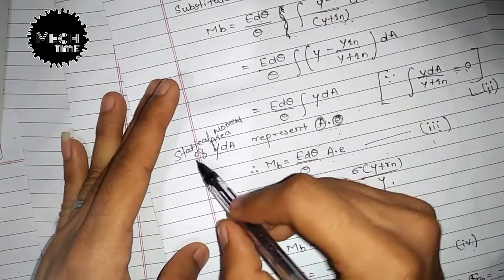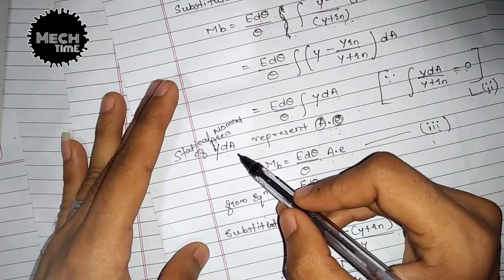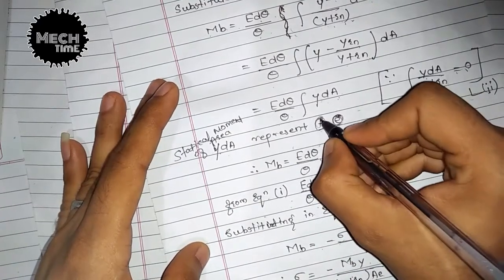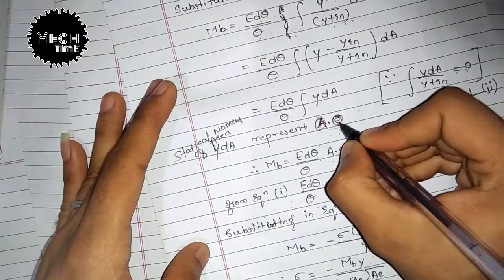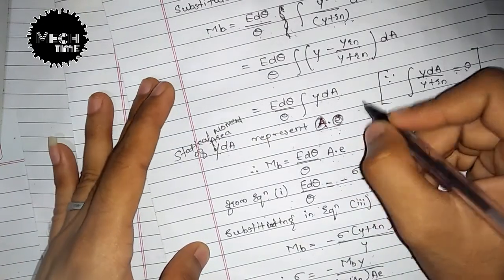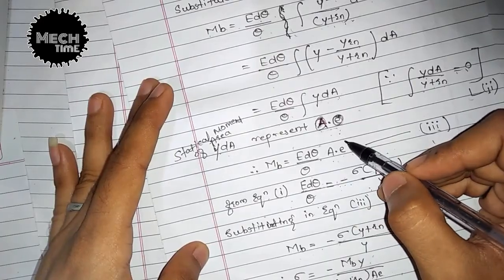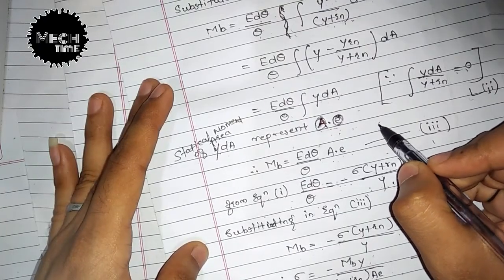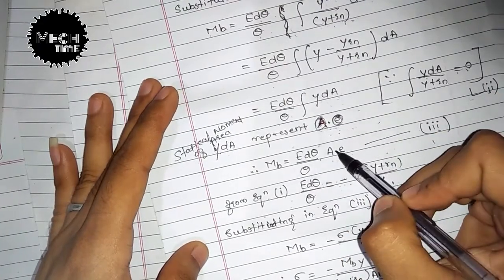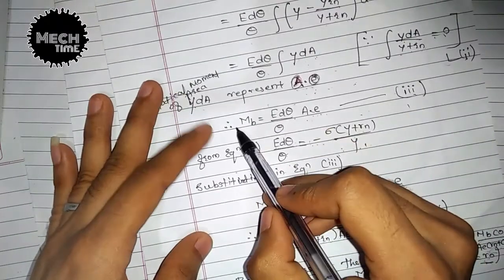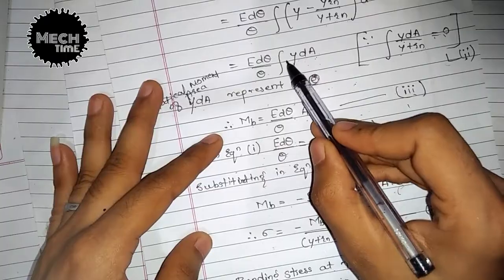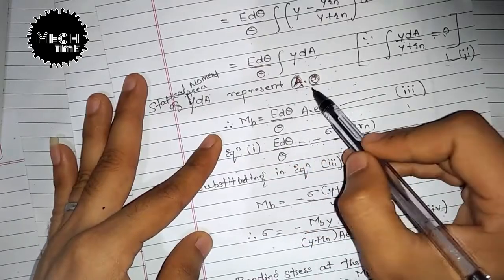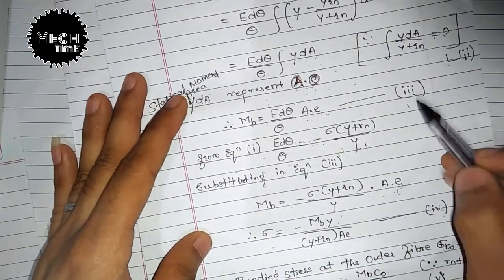Since the integration of y dA represents the statical moment of area, it may be replaced by capital A small e. Capital A is the total area, and e is the distance from the centroidal axis to the neutral axis. So wherever y dA was there, we replace it with AE. The equation becomes MB is equal to E d theta times AE. This is equation number 3.